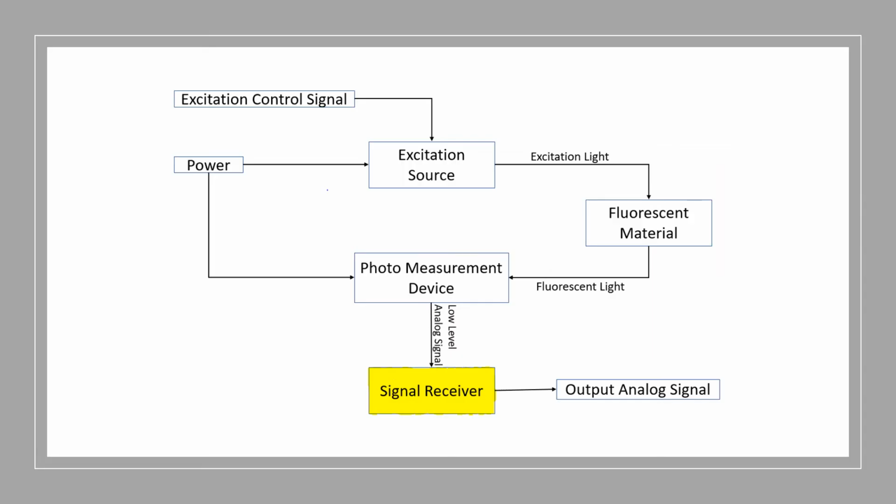All right, let's take a look at the signal receiver. The signal receiver is very important because it takes that very low-level analog signal from the photo measurement device and allows us to transform it into a nice large output analog signal that students can interpret and verify the fluorescent lifetime with.